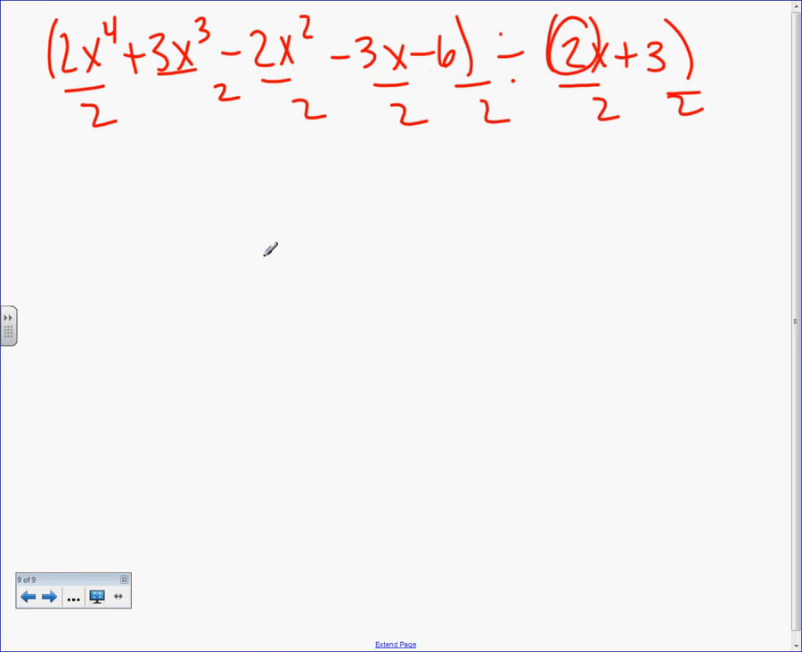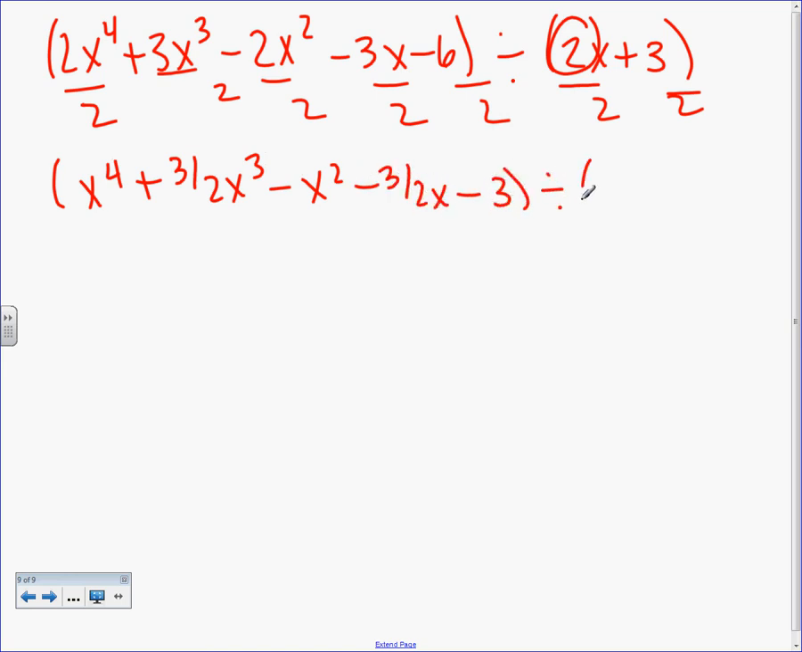So you write what you get. We get x to the 4th plus 3 halves x cubed minus x squared minus 3 halves x minus 3 divided by x plus 3 halves. Ask me a question if I lost you. Everybody okay?